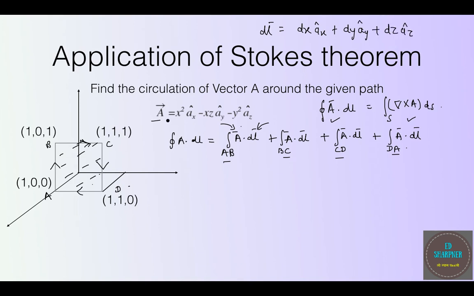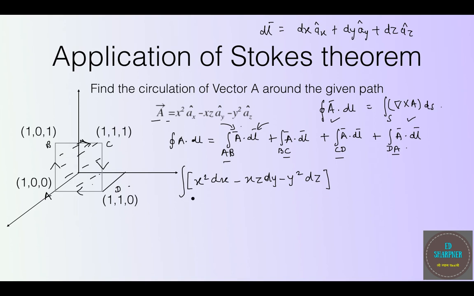A vector is this, so A dot dl would be x square and dx multiplication, x square dx, ax cap and ax cap gives 1, then we have minus xz dy, and ay gives 1, then we have the last term minus y square multiplied with the az cap term dz here, and then we have to take up the integration.